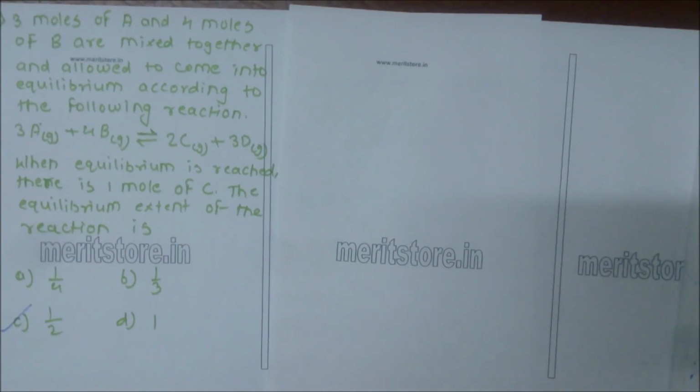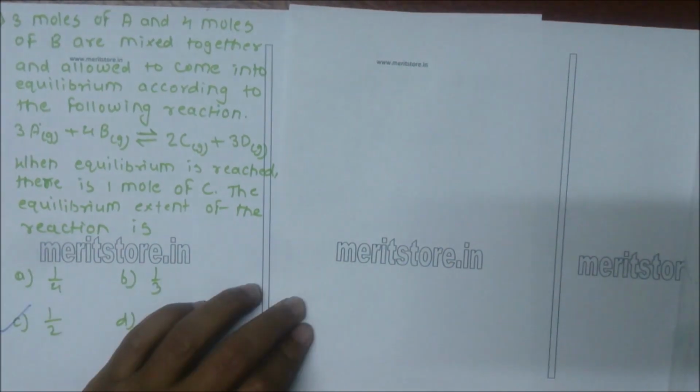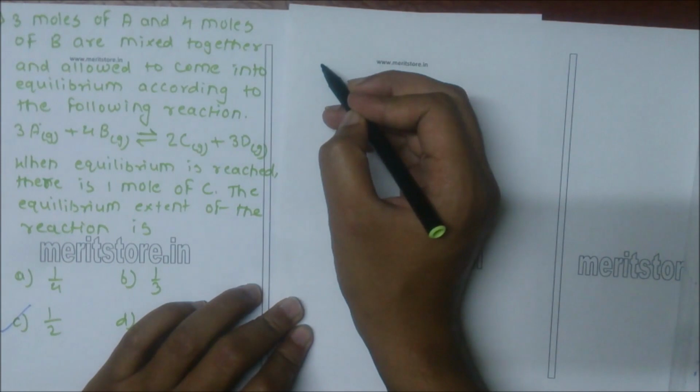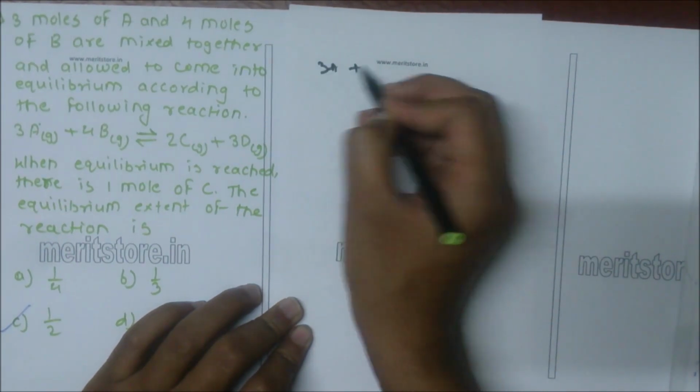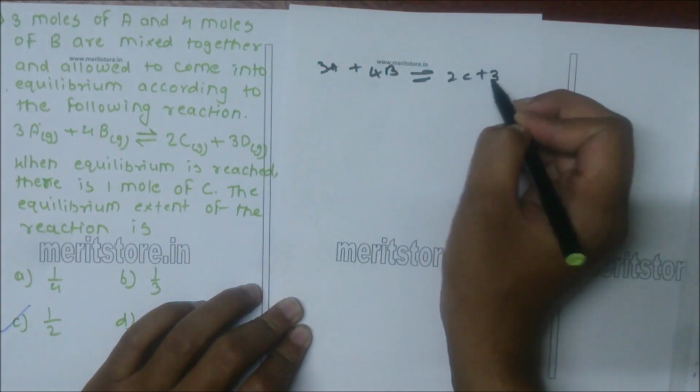The next question is, 3 moles of A and 4 moles of B are mixed together and allowed to come into equilibrium according to the following reaction: 3A plus 4B gives 2C plus 3D. When equilibrium is reached, there is 1 mole of C. The equilibrium extent of the reaction is? So the reaction will be 3A plus 4B gives 2C plus 3D.